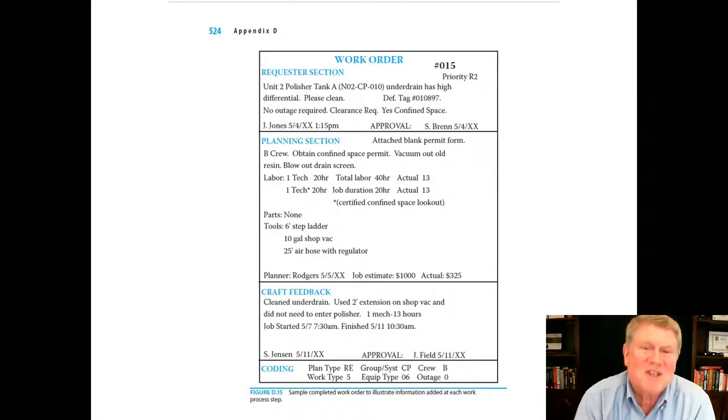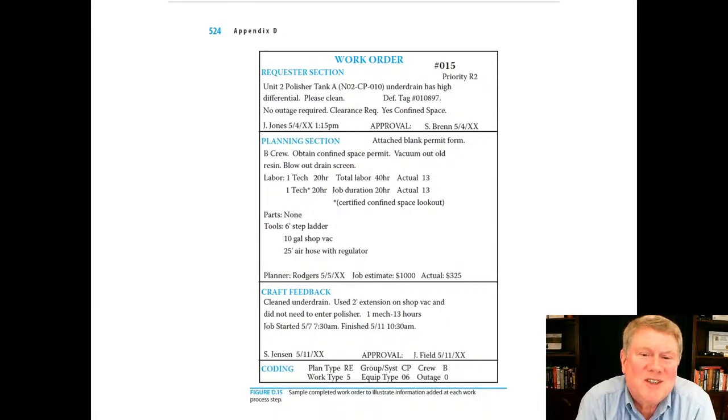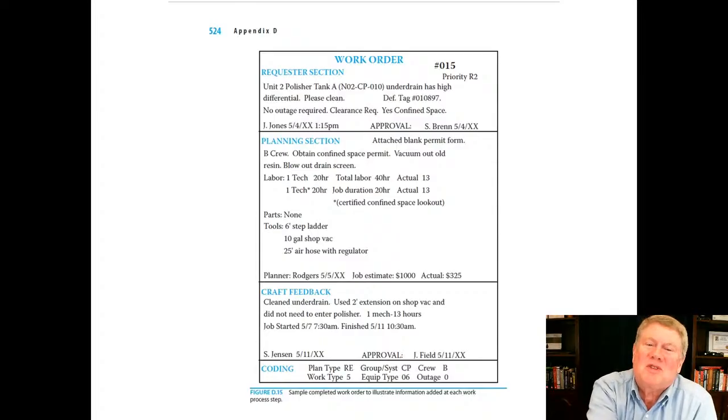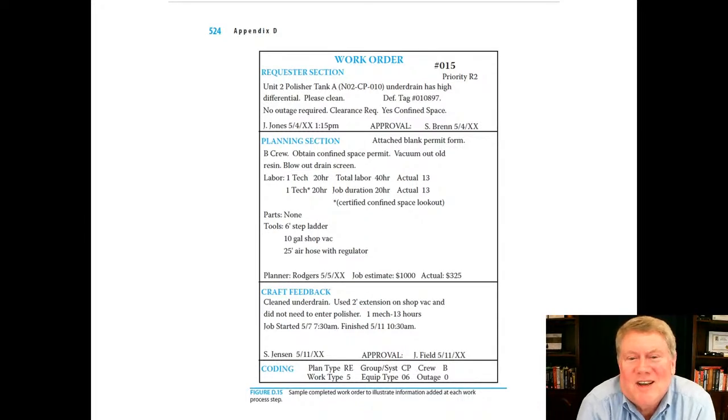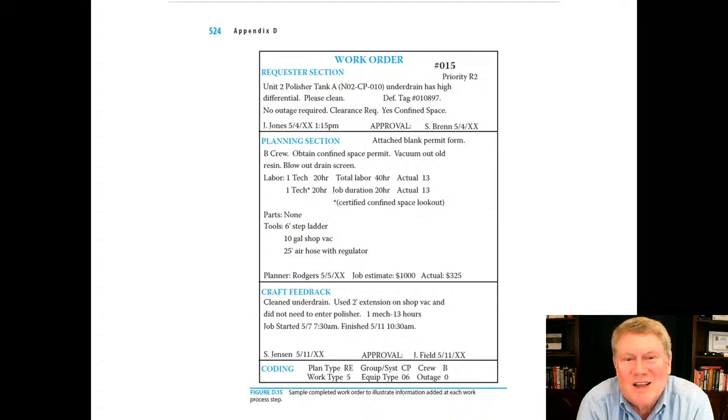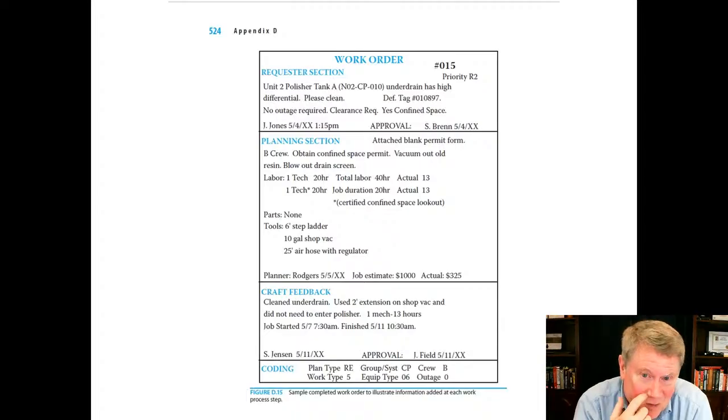So apparently just the extra little 2-foot on the extension meant that they could actually reach in most, I would say all, of the condensate polisher tank and vacuum out the resin. So they did not have to enter it. That saved getting the permits signed and everything. That saved an extra person on the job. So the person was actually able to do it in 13 hours.